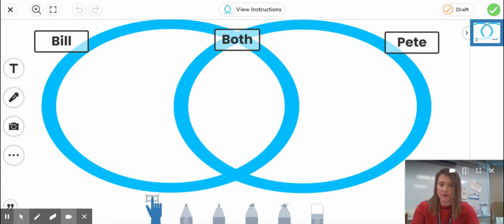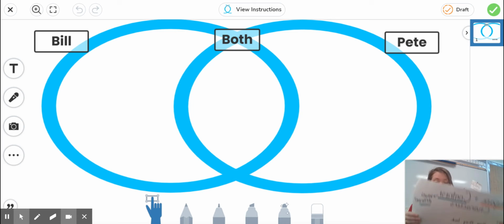So on your assignment here, you can see this is a Venn diagram, which we've done before. It's those 2 circles, and when you overlap those circles, on one side of the circle is one thing to think about. So in this case, you're going to be comparing and contrasting Bill and Pete from that great book. So on one side are the things that are just for Bill. On this side are the things that would just be for Pete. And then in the middle is where you're going to compare. So where you're going to tell what is the same about them.